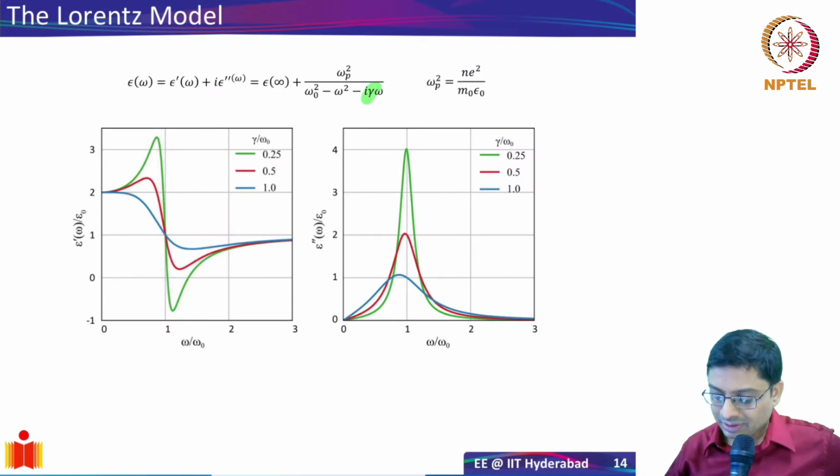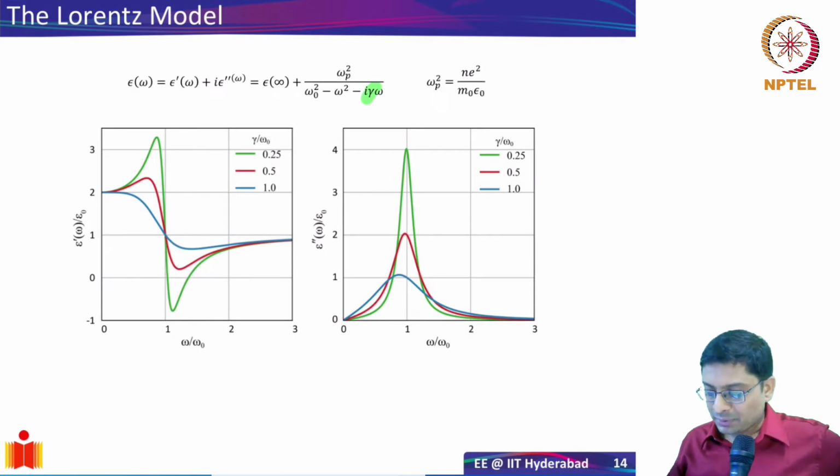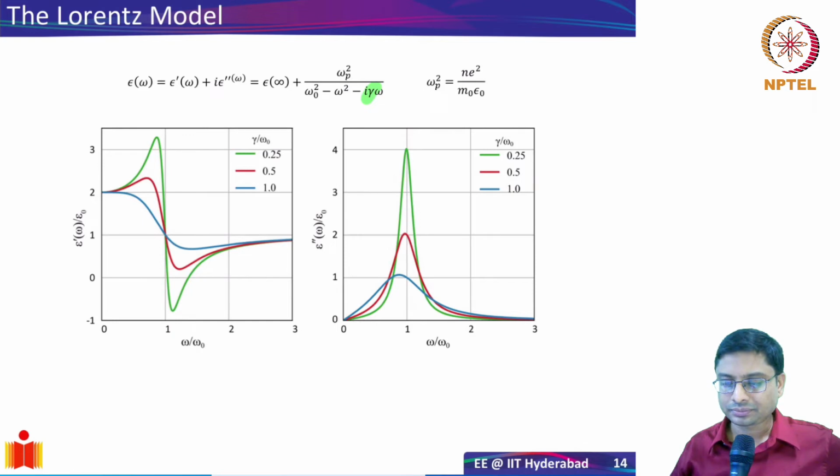Green is a relatively small amount of absorption, 0.25, so you have a very sharp, narrow peak. As you increase it, let's say to 1, it is more or less smeared out, and the same thing happens here. So this is how my absorption behaves. This is how the Lorentz oscillator helps me.